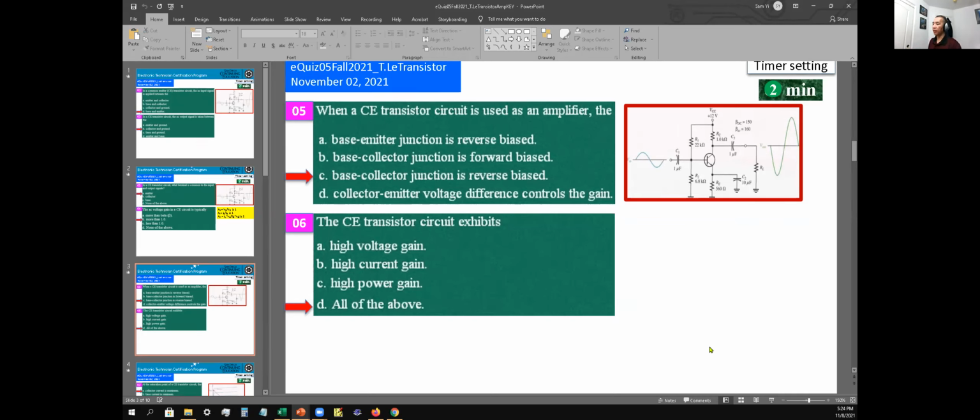Number 6, the CE transistor circuit exhibits, okay, all of the above. It will provide high voltage gain, high current gain, and high power gain. So if you want to design the circuit to get all the highs, you have to use a common emitter. So the answer is D as in David for number 6. Okay, any questions on number 5 or 6?